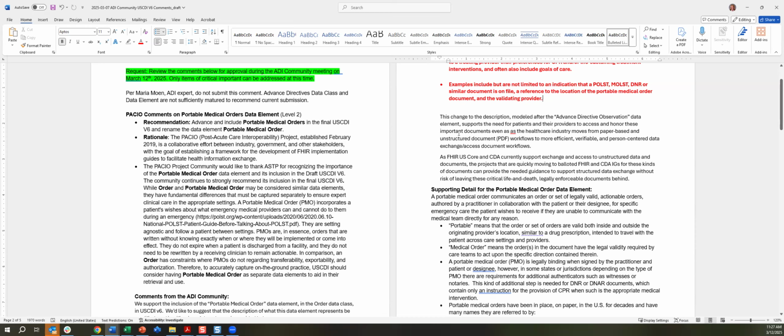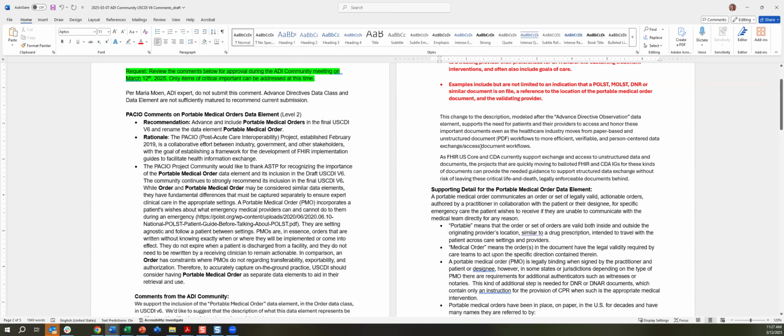And so I further explained that this change to the description, modeled after the advance directive observation data element, supports the needs for patients and their providers to access and honor these important documents, even as the healthcare industry moves from paper-based and unstructured document workflows to more efficient, verifiable, and person-centered data exchange and access workflows.